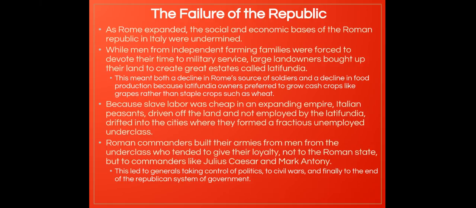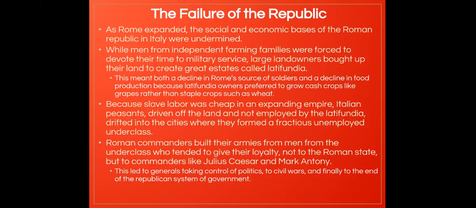Marius, who was a general, waived the land ownership requirement in order to supply his army with soldiers. And Marius is what we would call quite the genius, because suddenly men are giving their loyalty to Marius and not to the Roman Republic. And other generals will start doing this. People like Julius Caesar, Mark Antony, pretty much begin building their own personal armies from this underclass. And this leads to generals taking control of politics, which then leads to civil wars. And finally, it led to the end of the Republican system of government.